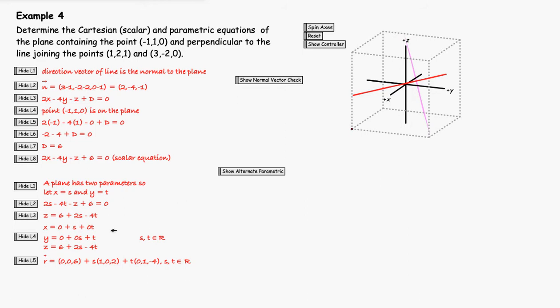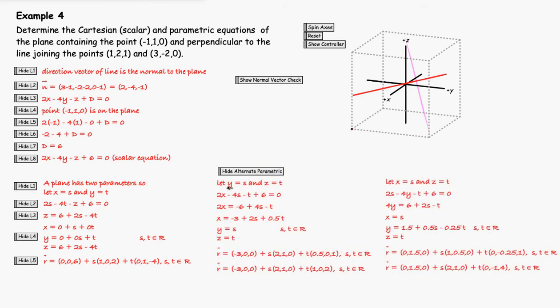Now I'm going to show you alternate ways to do it, because you might say, well, why did you pick x is s and y is t? The reason I did that over here was because the coefficient for z is 1. I wasn't going to have to work with fractions. But let's show you what it would look like if we did something a bit different. We could allow y to be s, we could allow z to be t. So plugging into the equation, we would get 2x minus 4s minus t plus 6 is 0. I get 2x is negative 6 plus 4s minus t.